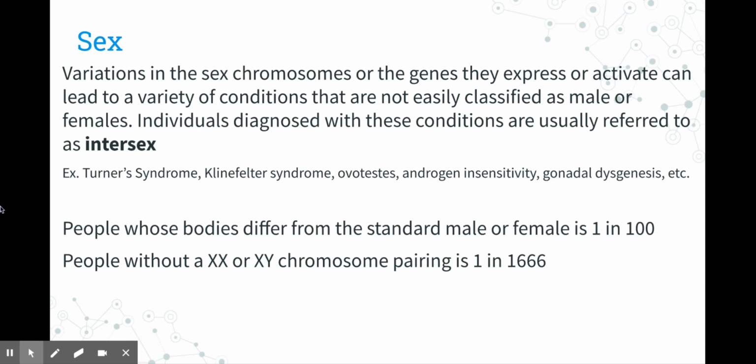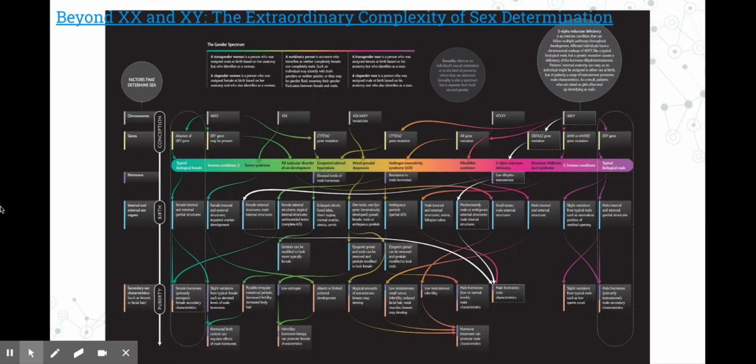There are a number of different conditions that are intersex, having to do with differences in chromosome orientation. So Turner syndrome, Klinefelter syndrome, ovi-testes or androgen insensitivity, and gonadal dysgenesis are all some examples of intersex conditions. If you're interested, there's a great article and this chart in much greater detail at the link here. So worth checking out if you're interested in issues of sex determination.